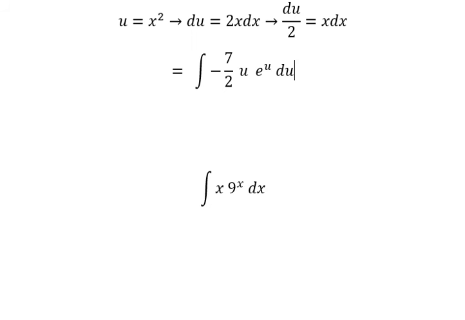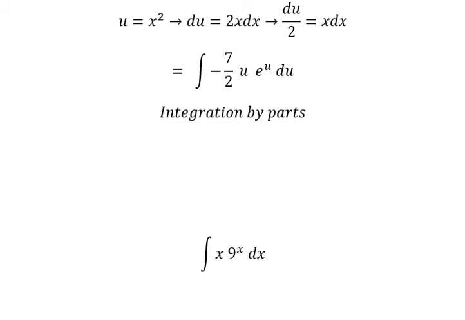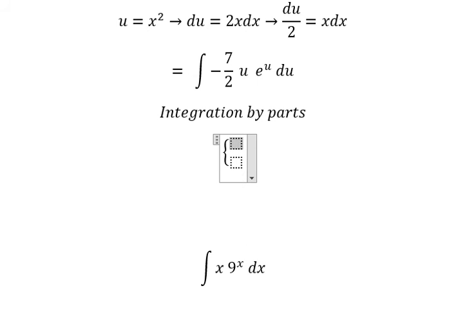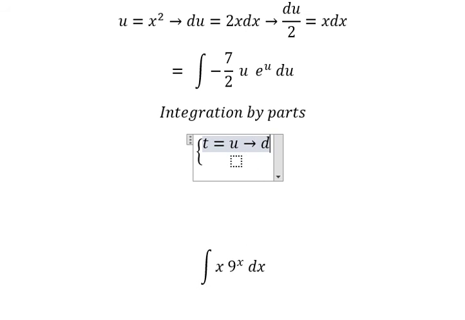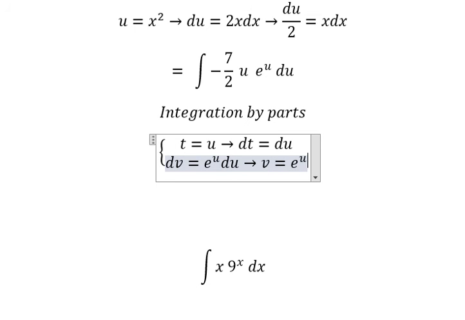Next, we can use integration by parts. So I will put t equals u, dt equals du, and dv we have e to the power of u du. The integration of this one, we have v equals e to the power of u.